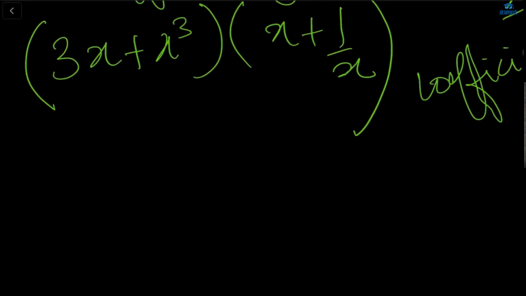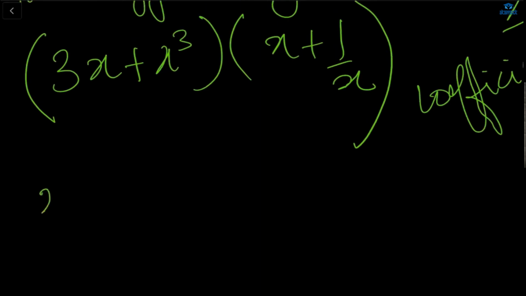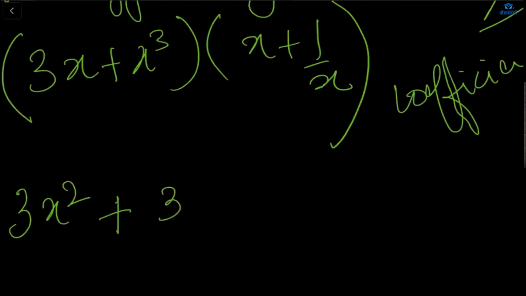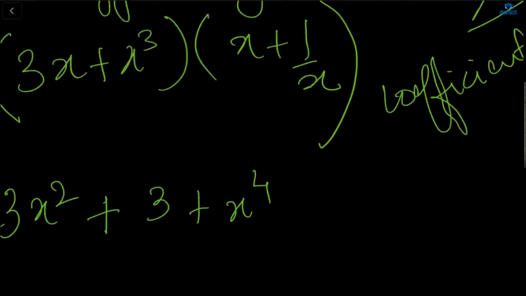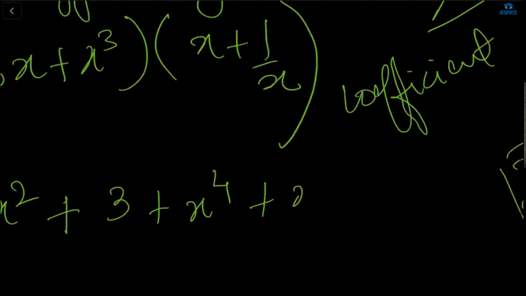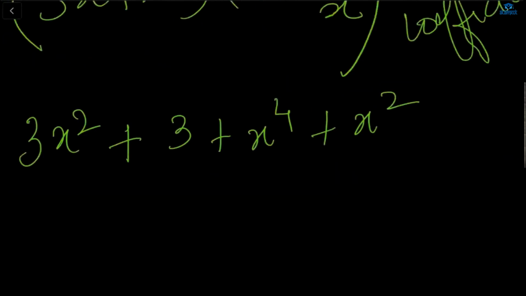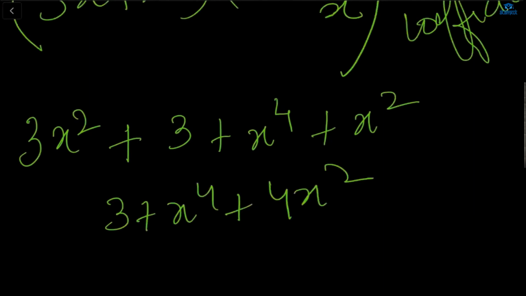Yes, it is correct. Correct. I have Shabdan and everybody check. Ma'am, because the 1 by x becomes x raised to the minus 1 and then you have to subtract it. Okay. So everybody, Firdaus, Zikra, Shazan, Arham, check. I'm doing, if you see. So it will be 3x square plus 3, plus x to the power 4 plus x to the power square. This is the term. So it will be 3 plus x to the power 4 plus 4x square. Okay. So it will be 4.